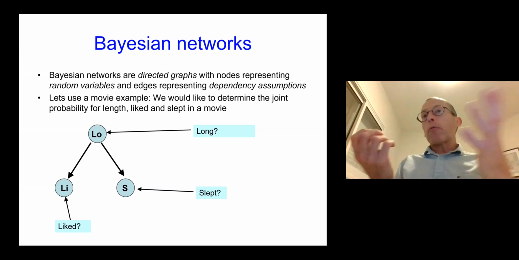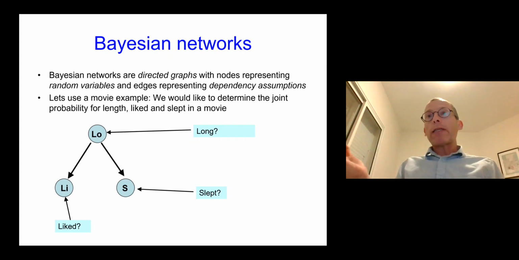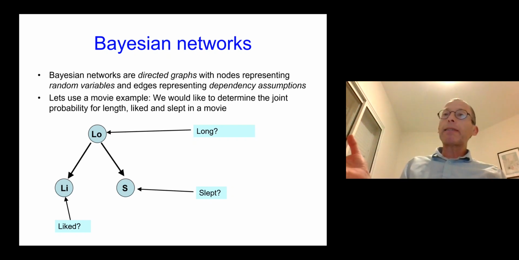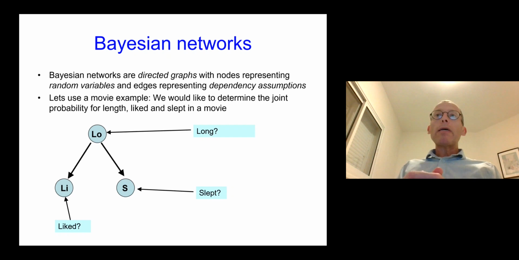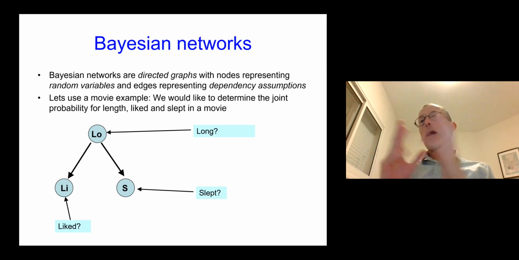And there is a relationship between them, so they are not independent. Obviously, if the movie is very long, it's more likely that I slept, if I didn't like it, and so forth. But they might not require a full dependence assumption. So this is an example of a set of variables that can be represented with a graphical model. The graphical model takes each of these variables and represents it as a node, right? Length, slept, and liked. Each of these is a node.